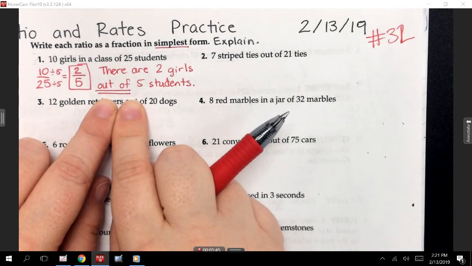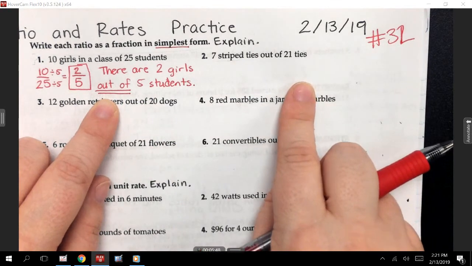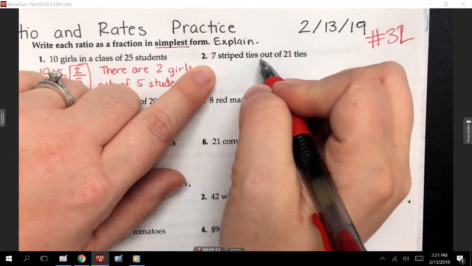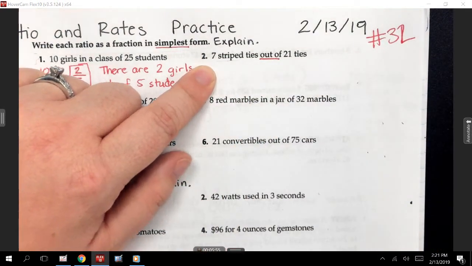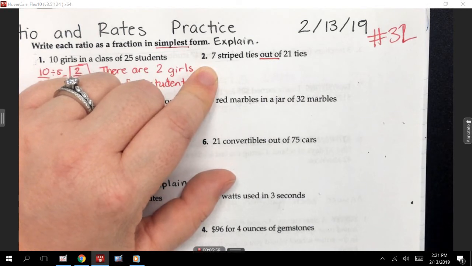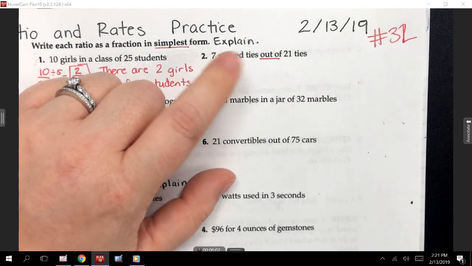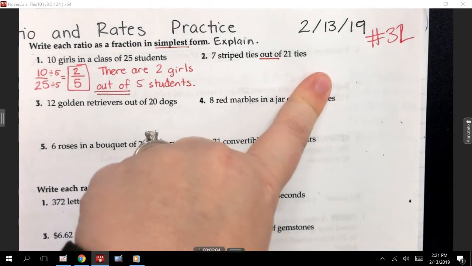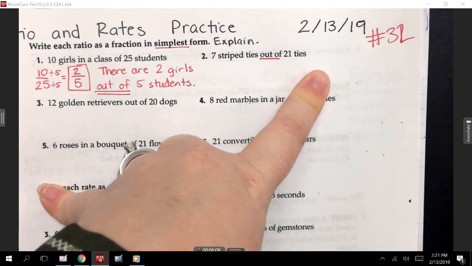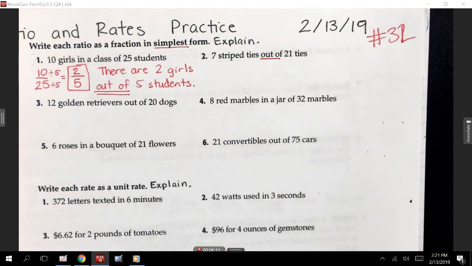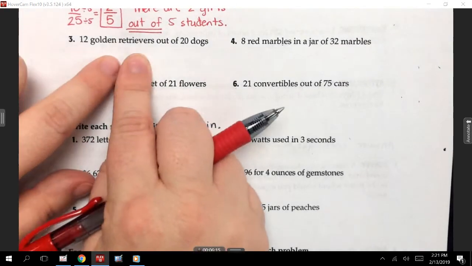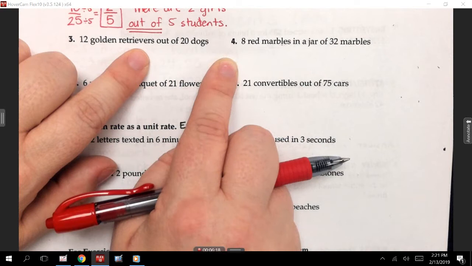We have not seen "out of" a lot, so you're going to notice on these, there are a lot of "out of." I want us to talk about them. I'm not going to work them out, just make sure we know how to set them up. Number 7 says 7 striped ties, and it even says out of 21 ties. Why is that allowed to be "out of"? Joelle? Because it's like in a collection. It's in a collection. These striped ties came in the 21 ties. Do we agree? Like, some guy went to his drawer of ties, pulled out the 7 striped ones, left the rest there, okay?